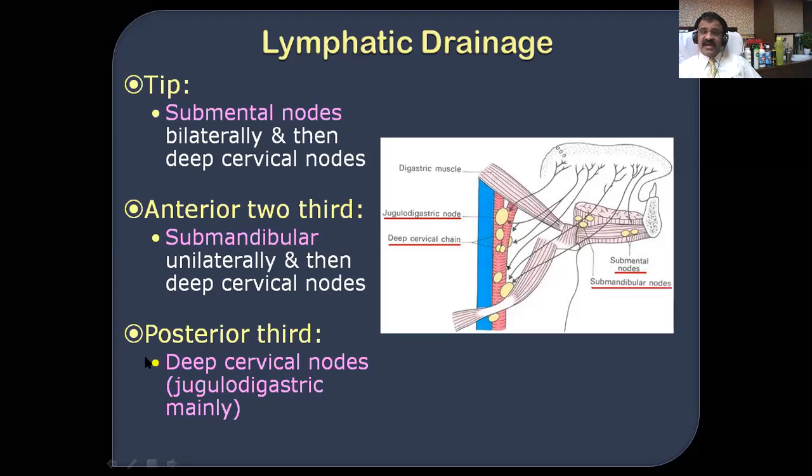So these are the lymphatic drainage. For example, you can understand the pathology, the applied under the tongue with the help of these nodes, because these nodes get inflamed, which is called lymphadenitis. If the jugulodigastric node is inflamed, you can take into consideration that the posterior one-third has got some pathology. That's what it helps us.